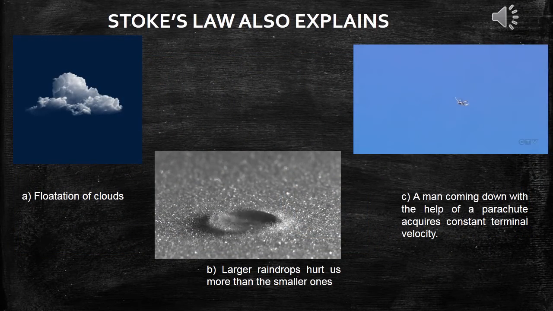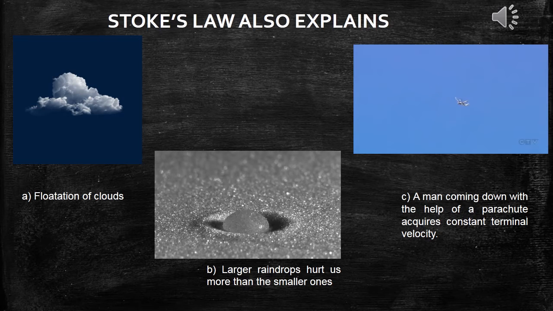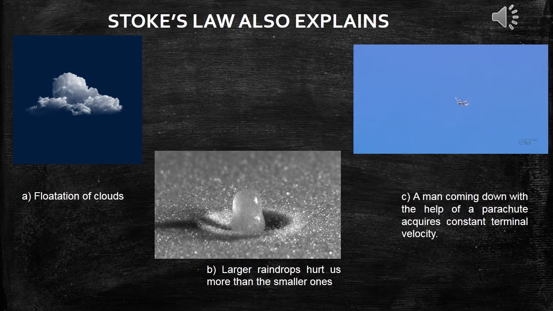Stokes' law also explains three more things. The first one is the flotation of clouds in space. The second one is how larger raindrops hurt us more than smaller ones. Look at the video clipping. Here, a raindrop hits the sandy surface. Here, the larger raindrop creates a larger impact on the sandy surface.